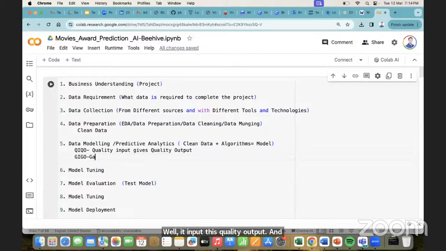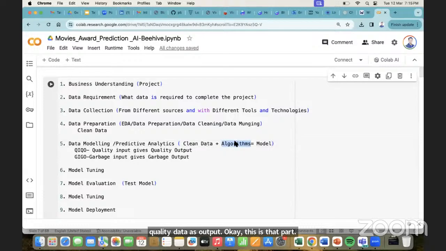And GIGO is nothing but garbage input gives garbage output. Very simple meaning. If we do not give quality data to the algorithm, the algorithm will not learn from quality data, and the output of the algorithm is garbage. And if we give quality data to the algorithm, the algorithm will learn from the quality data and will give quality output. So it is a very simple game.